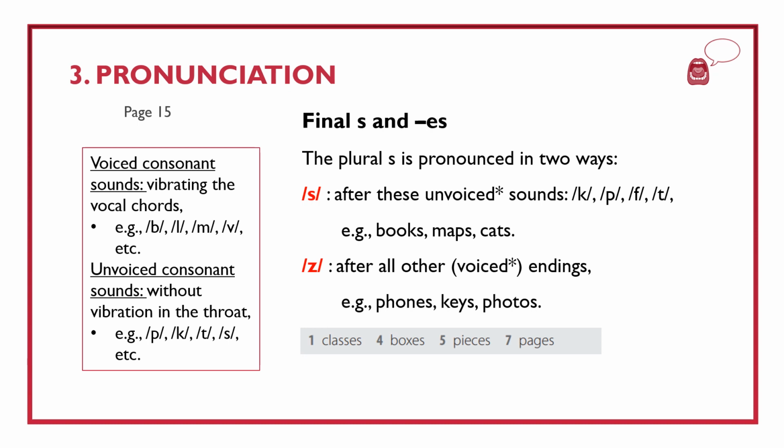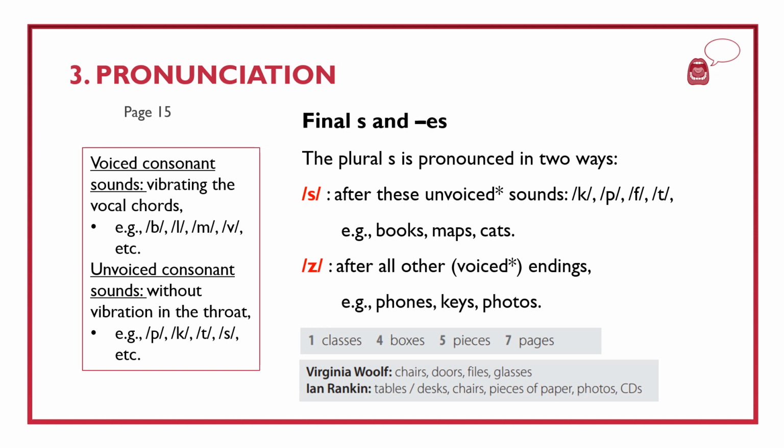Now part C, look at the photos of the two rooms again on page 14 and say, what plural things can you see there? Let's check. So in Virginia Woolf's room, you can see chairs, doors, files, and glasses. And in Jan Rankin's room, you can see tables, desks, chairs, pieces of paper, photos, and CDs.